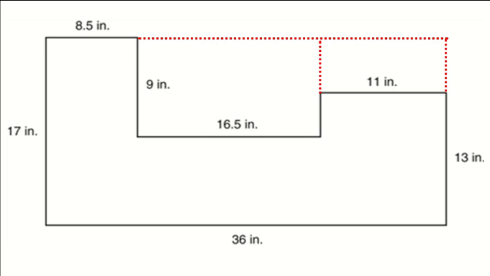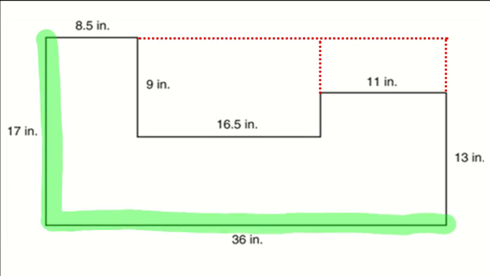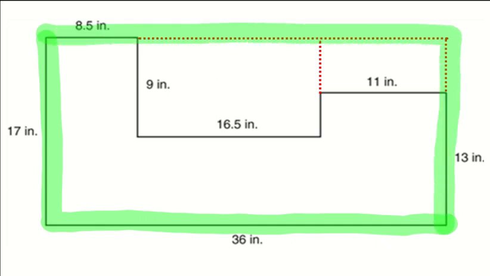So if we got the big area, I got 17, I've got 36. That's my base and my height. This whole thing is going to be the area there. All right, so 17 times 36. What's that? Just say it out. 612. All right, so 612 is my big green rectangle I put right there.